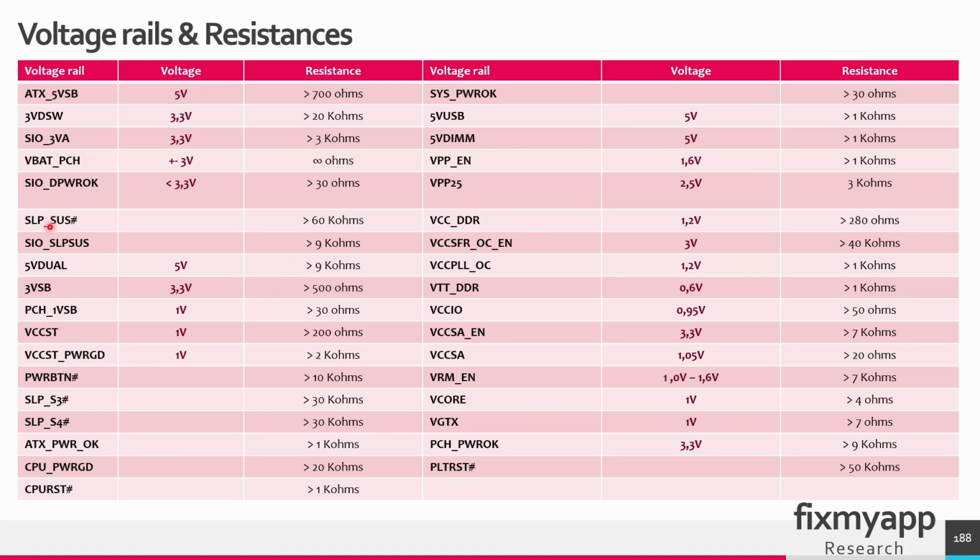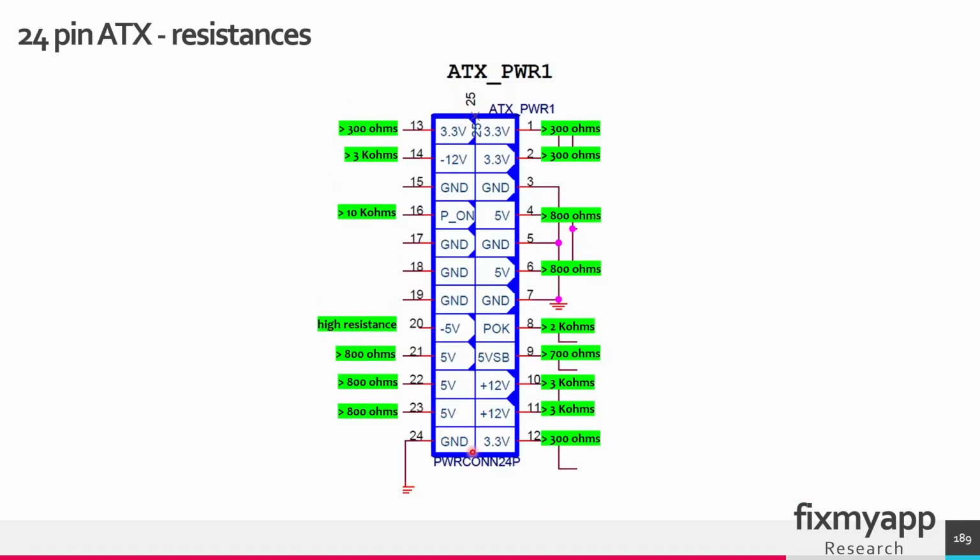So in this chart I have summarized all the voltage rails and signals with the correct voltages. I also provide the output resistances for these signal lines and voltage rails. This is a 24-pin ATX power connector that's located on the motherboard. These resistance values are measured for this specific mainboard. For different mainboards with different CPUs or chipsets, these resistances are different. So this is just an indication when you measure the output voltages.